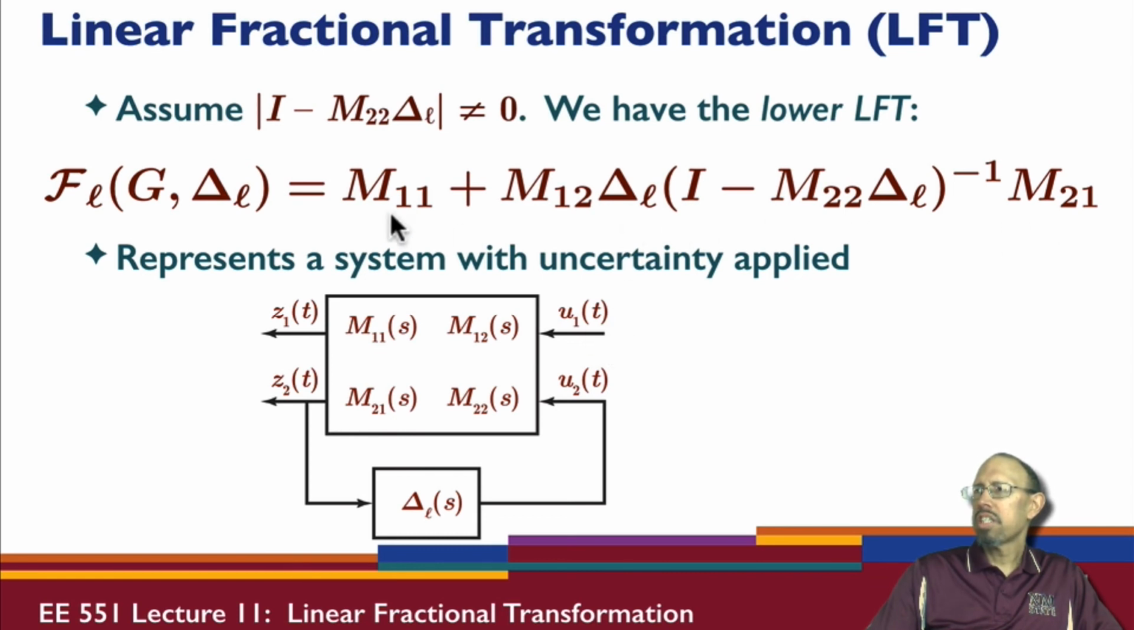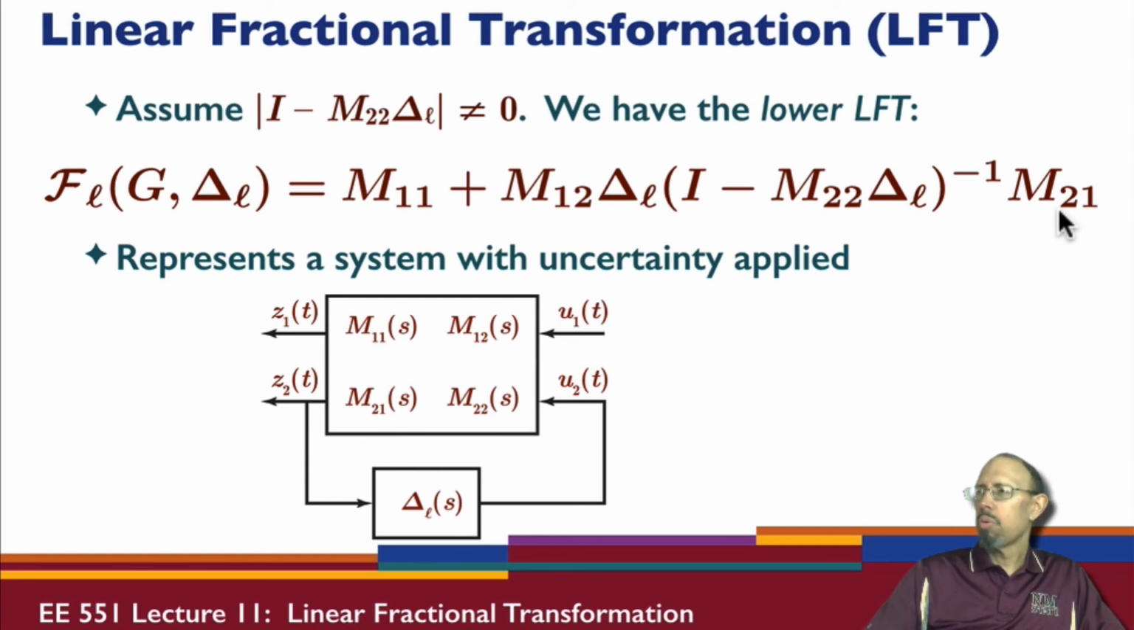Okay, so what is this expression? This expression is what you get when you let U2 equal delta times Z. Okay, when you set that equal, then you just have a single input U1 and output Z1. And the transfer function from U1 to Z1, when I do this, is given by this expression. So that's what the linear fractional transformation is all about. It's all about giving the closed loop transfer function to a system.